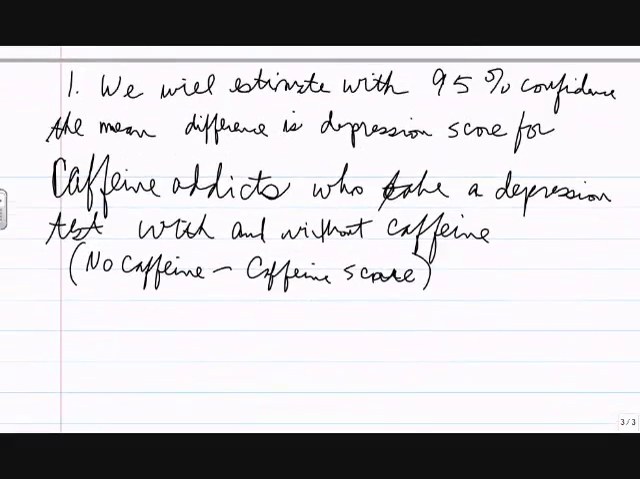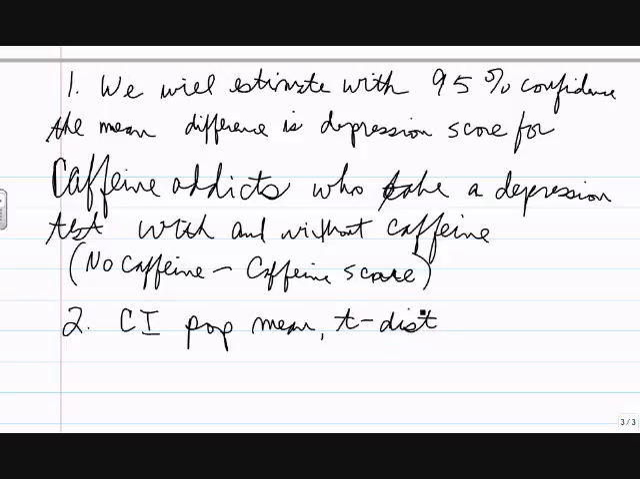Okay. So next I'm going to name my procedure. We're going to do a confidence interval for a population mean using a t-distribution, and we have a matched pairs sample.